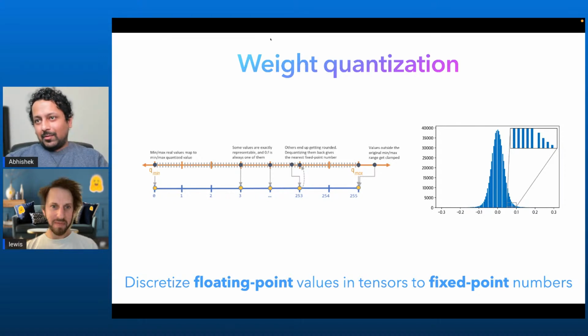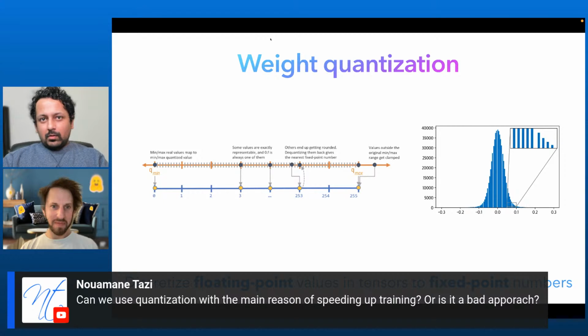Another question. We have many questions coming in, so at some point we need to stop. The question is, can we use quantization with the main reason of speeding up training, or is it a bad approach? Yeah, that's a great question.